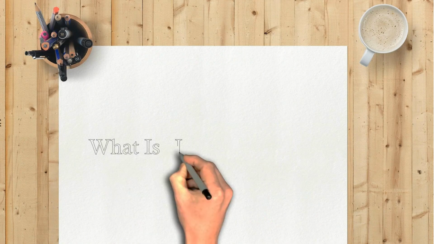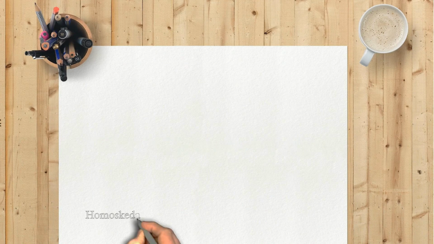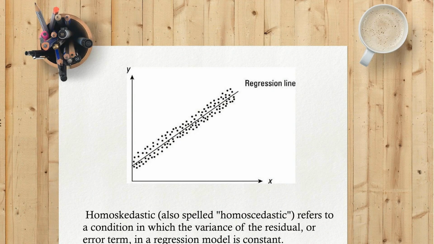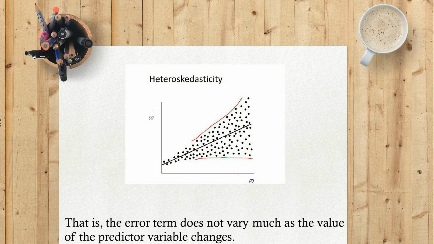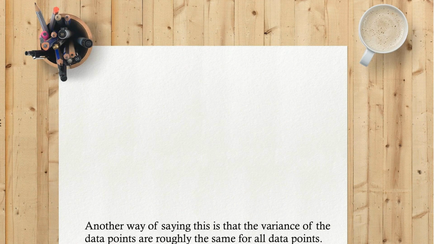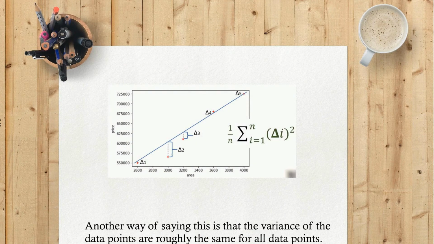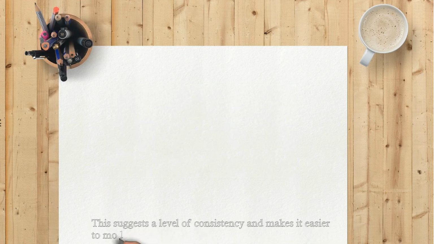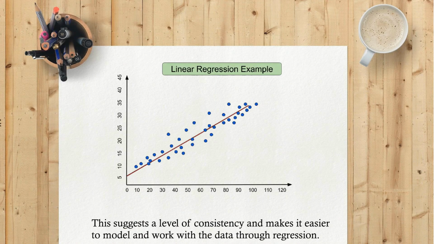Homoscedasticity. What is homoscedasticity? Homoscedastic, also spelled homoscedastic, refers to a condition in which the variance of the residual or error term in a regression model is constant. That is, the error term does not vary much as the value of the predictor variable changes. Another way of saying this is that the variance of the data points are roughly the same for all data points.